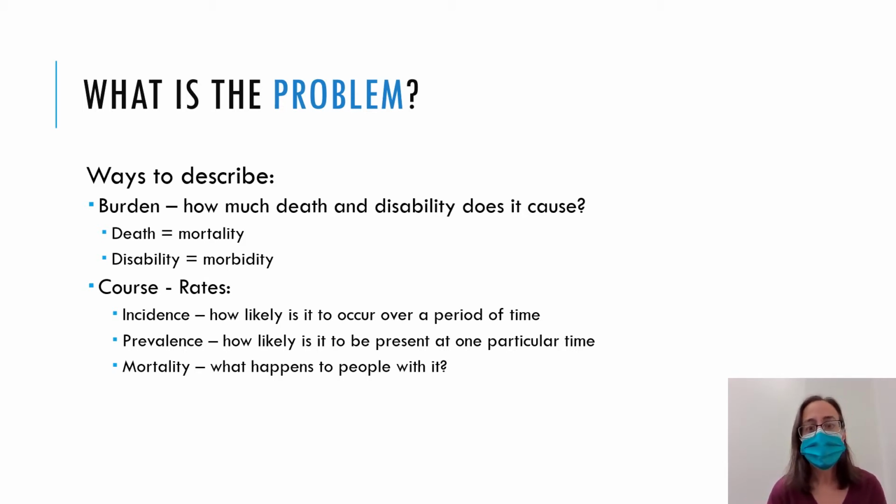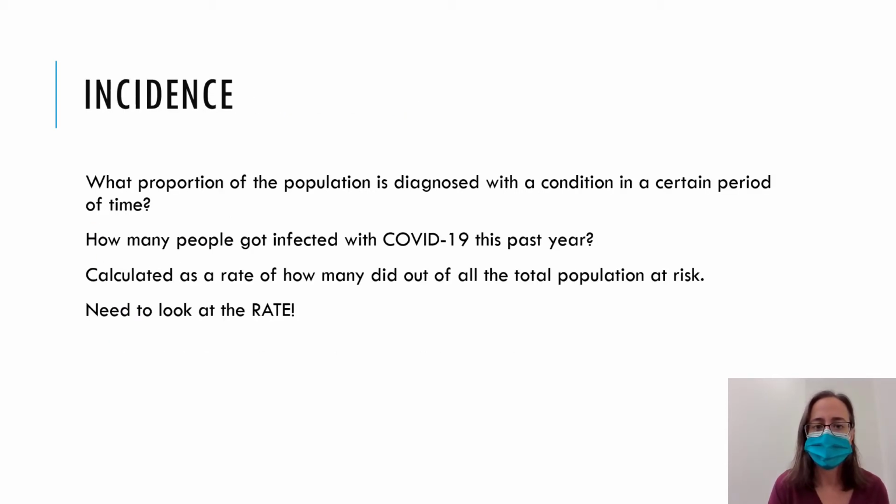And then we want to know, what's the course of an illness? How frequently does it arise? How many people in the population have this condition at any one time? And what happens to those people? We're going to use rates to identify these things. So incidence rate is how many people get diagnosed with a condition over a certain period of time, usually a year. Prevalence is how many people have it at one moment in time. And then the mortality rate is, of all the people who get it, how many actually die from it.